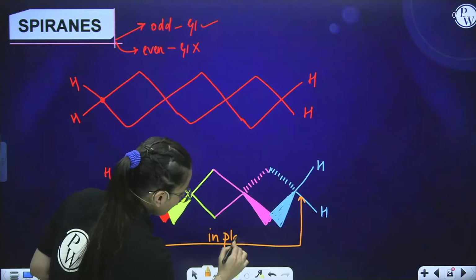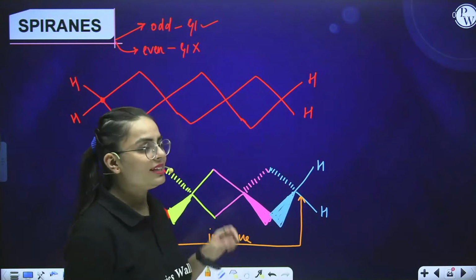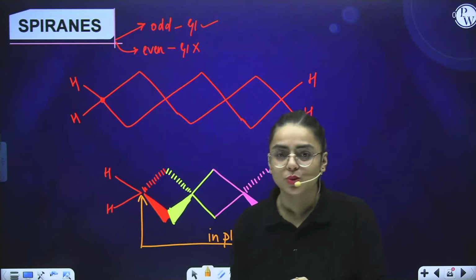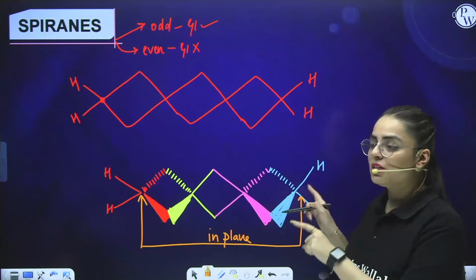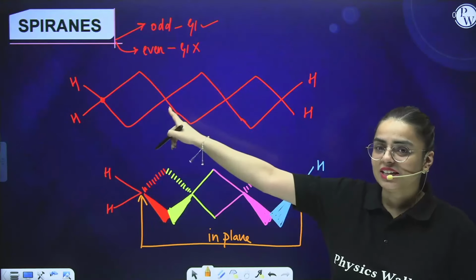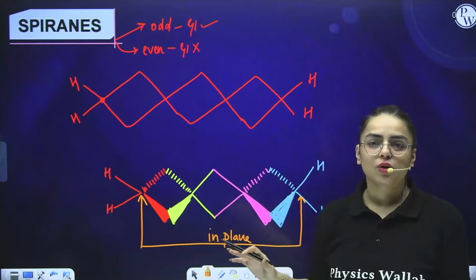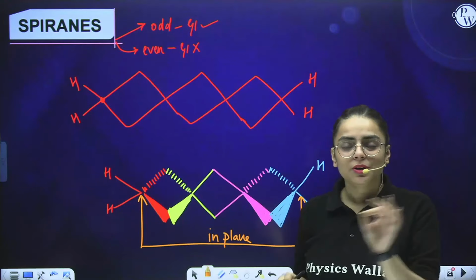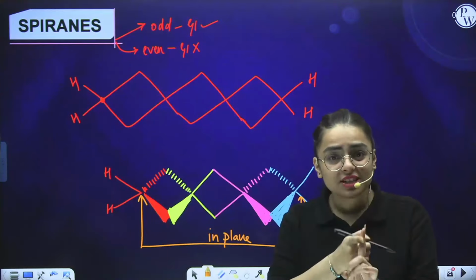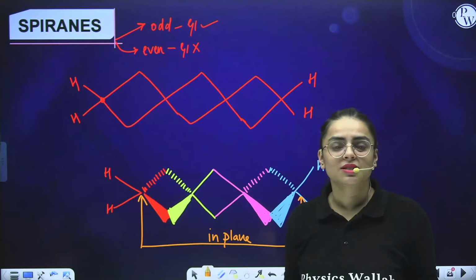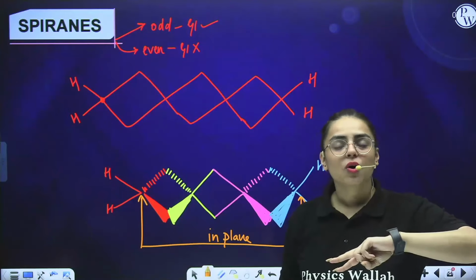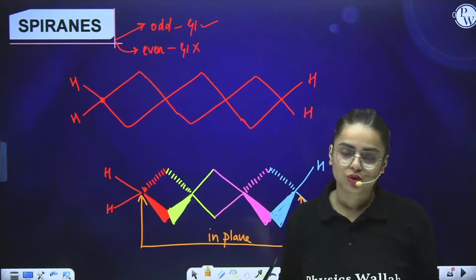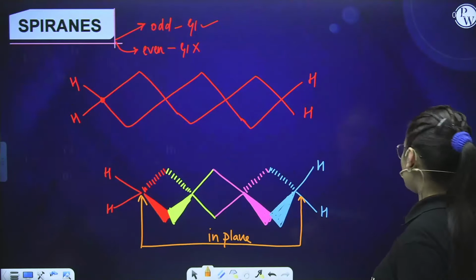When in plane arises, what do we observe? We observe that L1 is not equal to L2. Hence geometrical isomerism is observed. While if I talk about the even cases, this is not at all seen in that. So you need to remember, even cumulenes or even spirenes won't show geometrical isomerism. Odd cumulenes and odd spirenes will show geometrical isomerism. So this was all about spirenes, students.